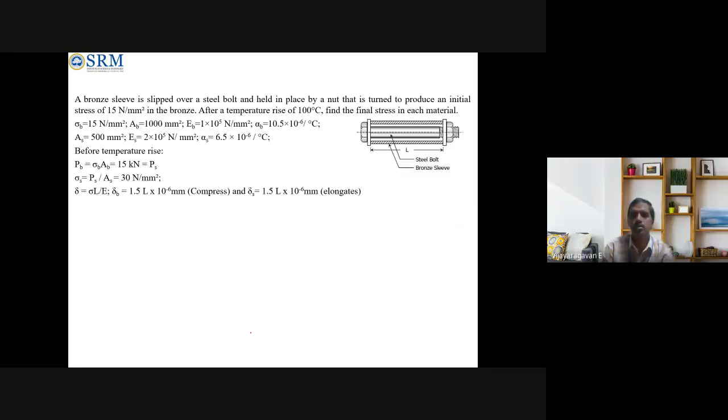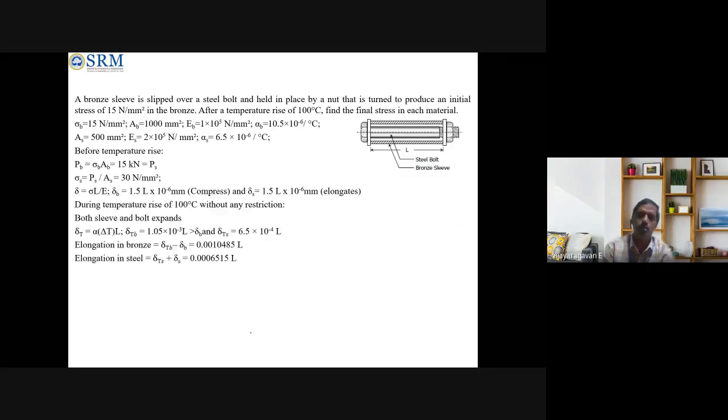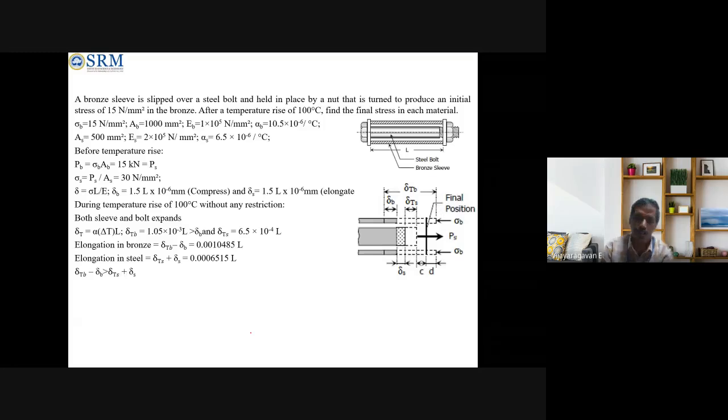Similarly, this problem, you try to work it out. Already it is available in the lecture slides. You can go through it and do it on your own. Okay.